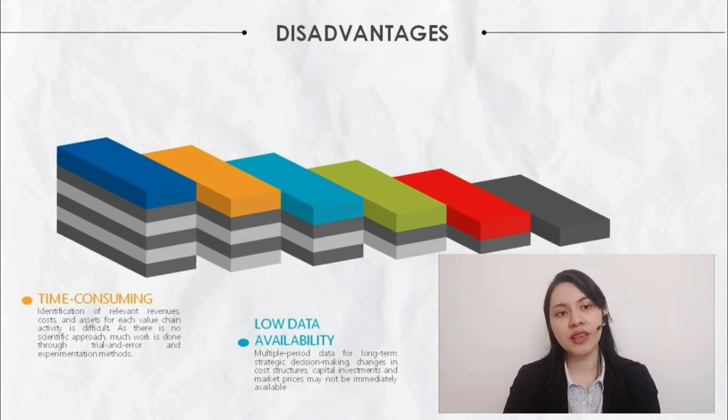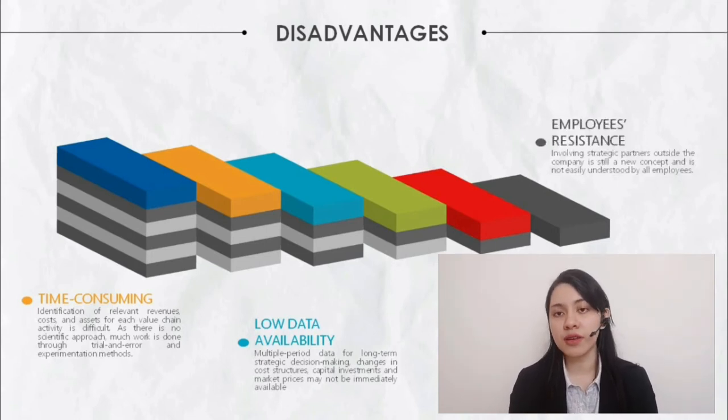As there is no specific approach, much work is done through trial and error and experimentation methods. Furthermore, business may face resistance from employees and managers. This is because VCA may involve strategic partners outside of the company. This is still a new concept and is not easily understood by all employees.